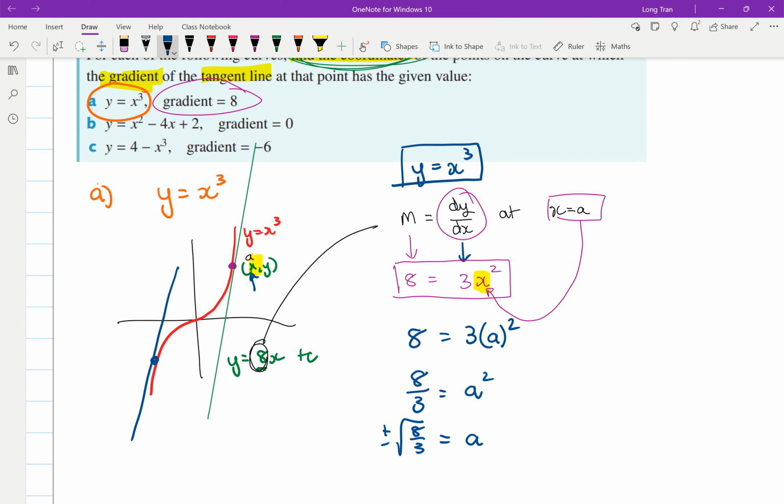Okay, so today's lesson, you'll be doing the same thing. So when they say find coordinates, you found A, which is the x value. How do you find y? Sub it back into this equation, and you get the y value.